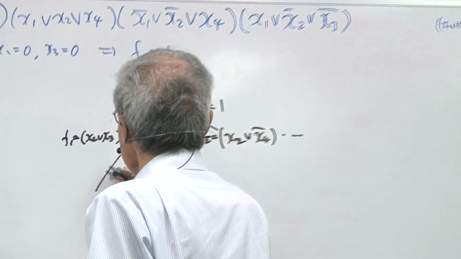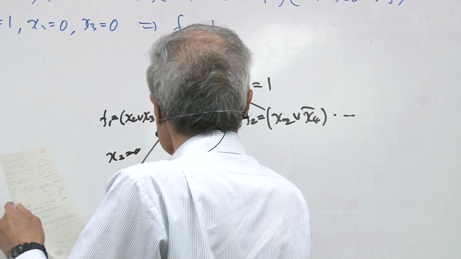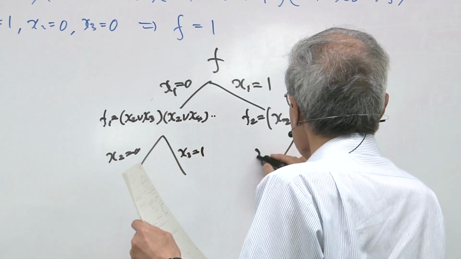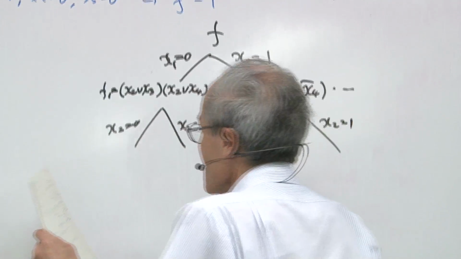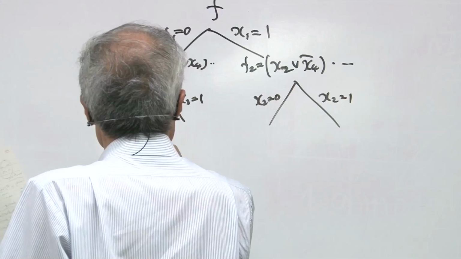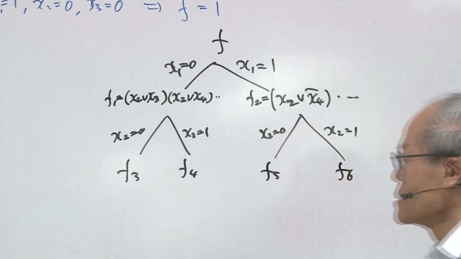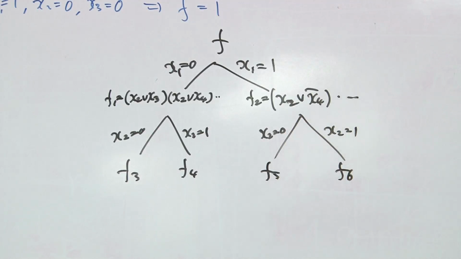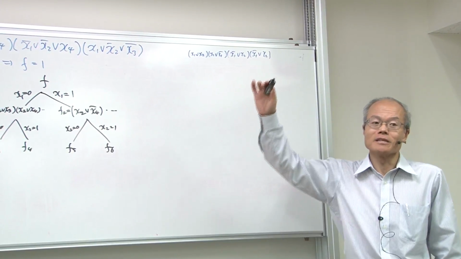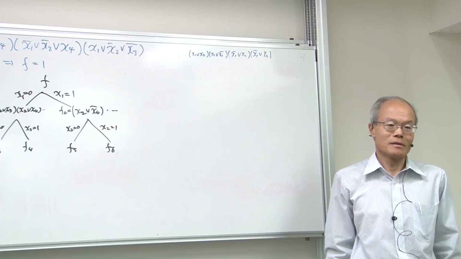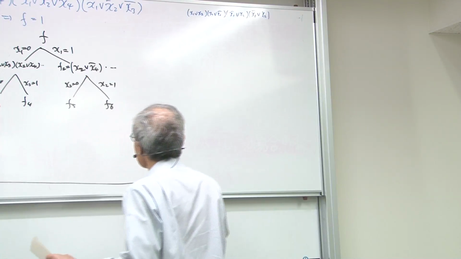Now, we repeat the same thing. x2 is equal to 0, x2 is equal to 1. So again F3, F4, F5, F6, the formula keeps changing. It's getting simpler and simpler and simpler. Okay. Then the whole search tree.